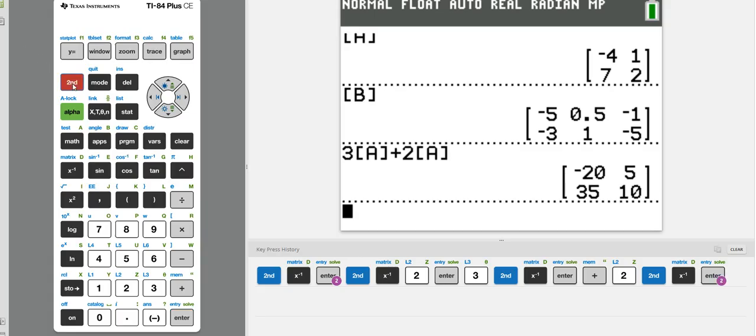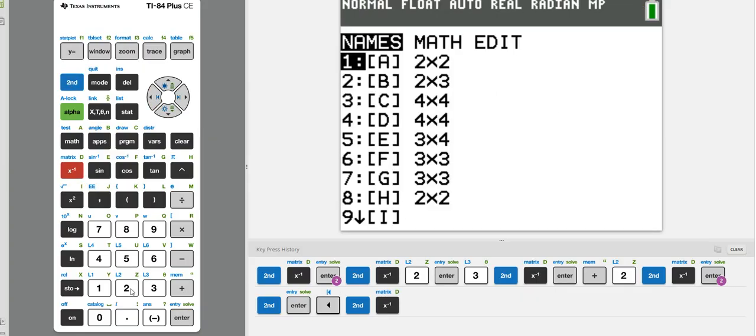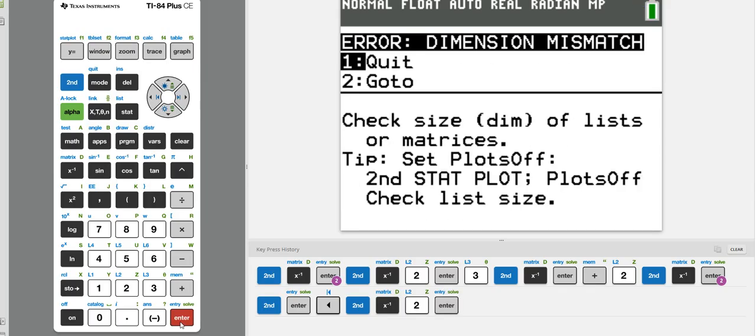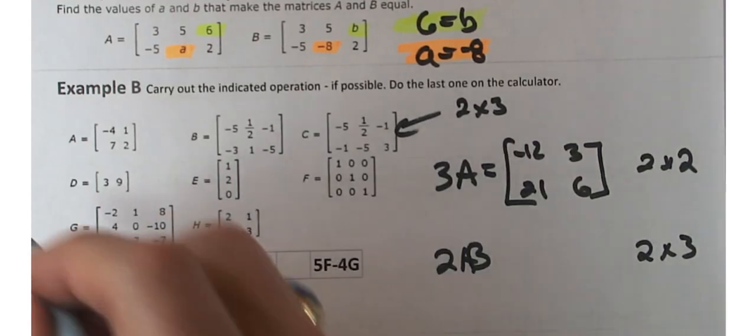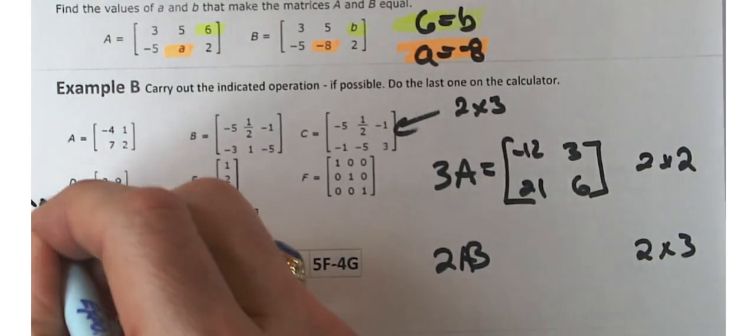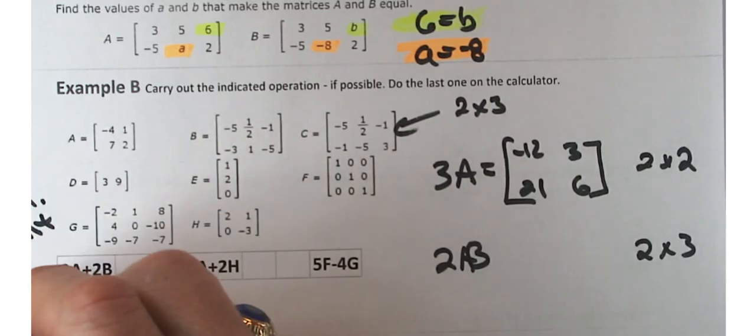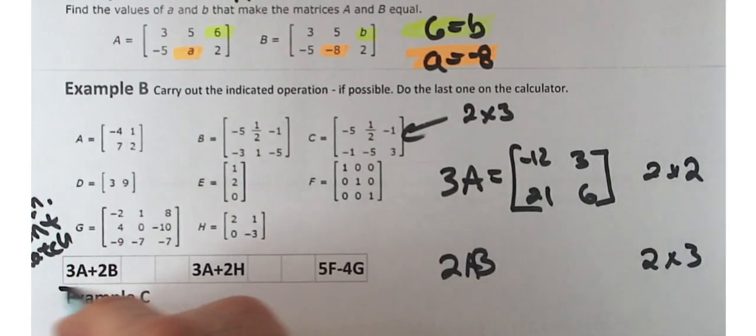Let's see, I did 2 times A, sorry. Let's try that again. Let's try 2 times B. There we go. Yeah, it doesn't like it. It says dimensions mismatch. In order to add matrices, they have to have the same dimension. These don't, so okay. The other ones in this part of the homework do. So dimensions don't match. So we can't do this one.